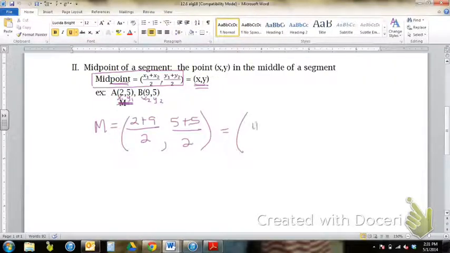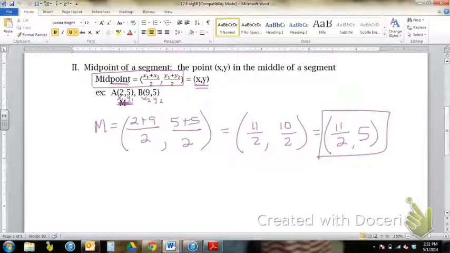2 plus 9 is 11. 5 plus 5 is 10. I can't do anything with 11 over 2, so I'm just going to leave it as an improper. You could make it 5½ if you want, but 10 divided by 2, you absolutely must simplify to make 5. That's it.